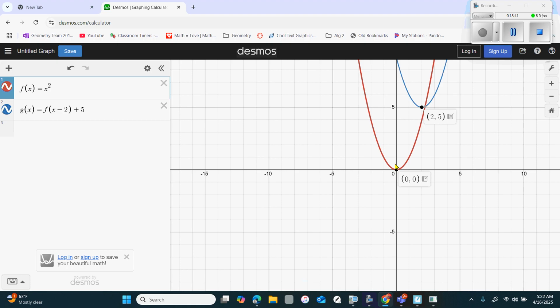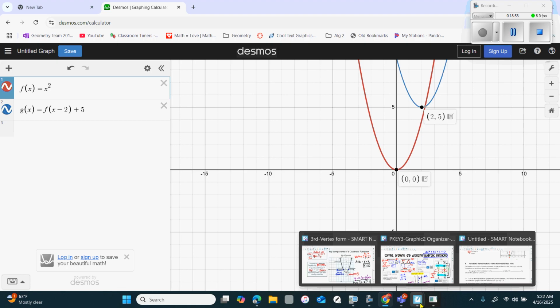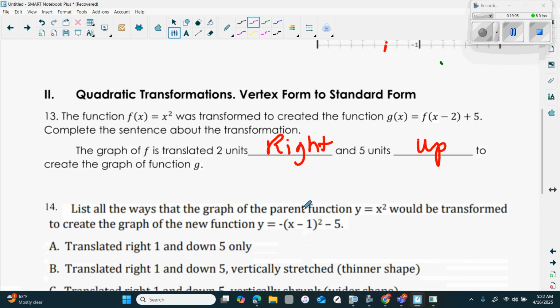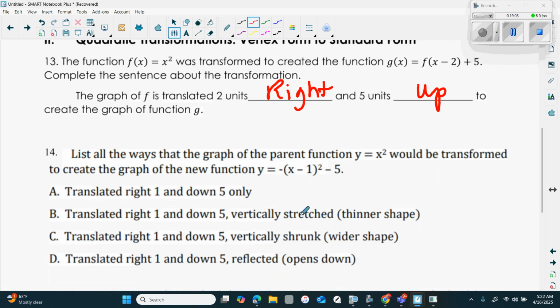They want you to describe how it changed. Well, this is in vertex form. What's in the parentheses is your horizontal shift. I can see this is the parent, it moved to the right 2, and then it went up 5. I can physically see that. So it translated 2 units to the right and 5 units up. Okay. Then we're going to be giving you some descriptions comparing to your parent function. This one is a y equals, and you can put this in the calculator as well to help you see how it changed.